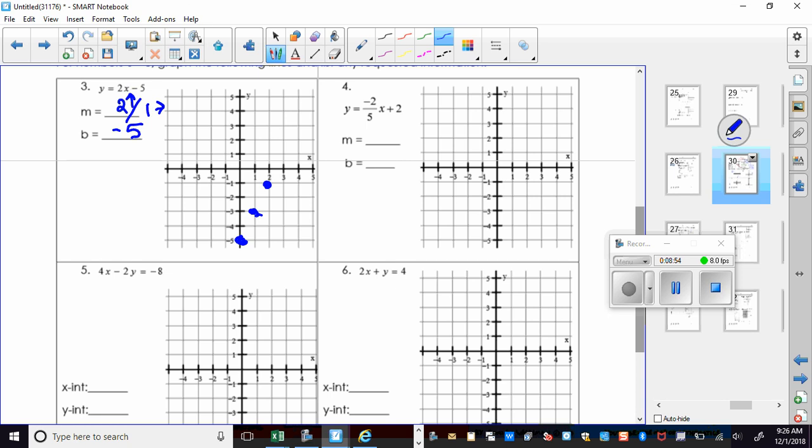Up 2, right 1, make a point. Again, up 2, right 1, make a point, and again, up 2, right 1, make a point. And I create my line, and I'm done.